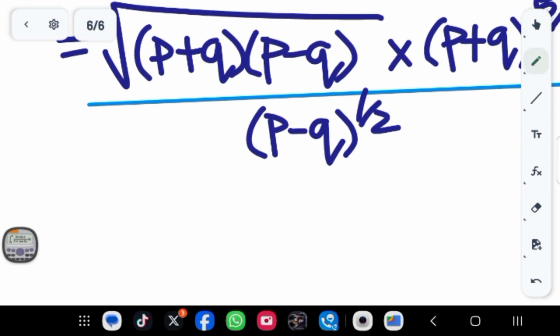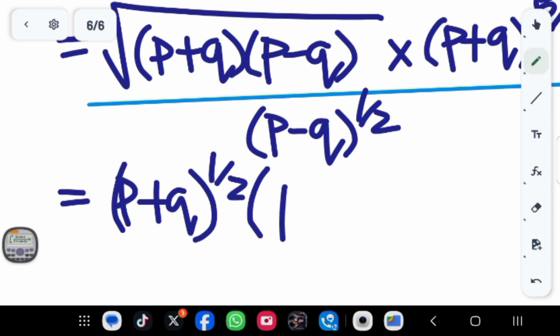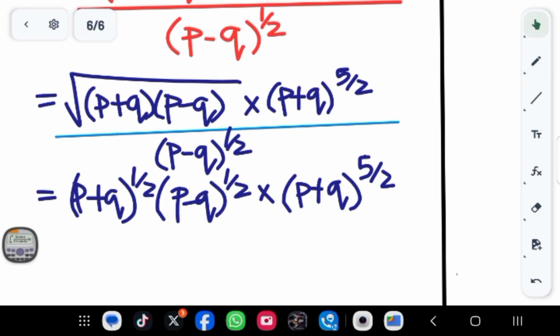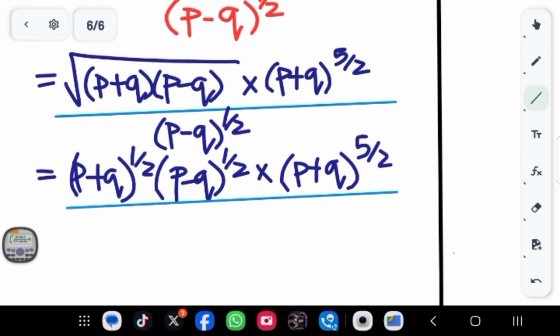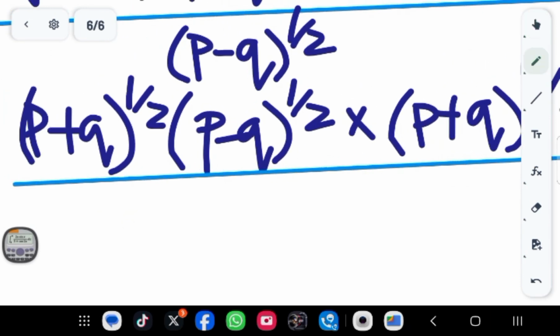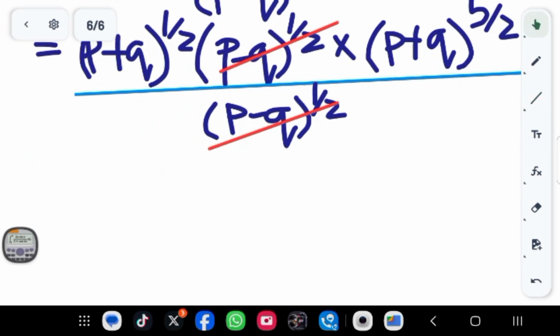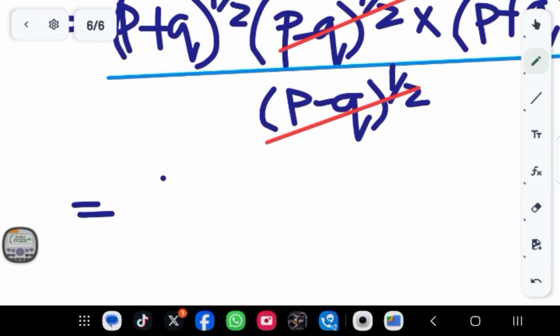Notice that this can also be written as p plus q all to the power of a half, times p minus q all to the power of a half, times p plus q all to the power of 5 over 2. This is the exponential expression of the surd. Now, p minus q to the power of a half has a duplicate, so we have a common factor, and we take it out. That leaves us with p plus q.